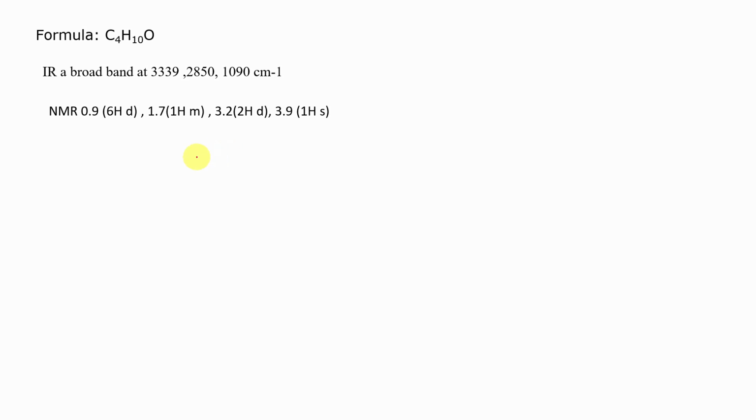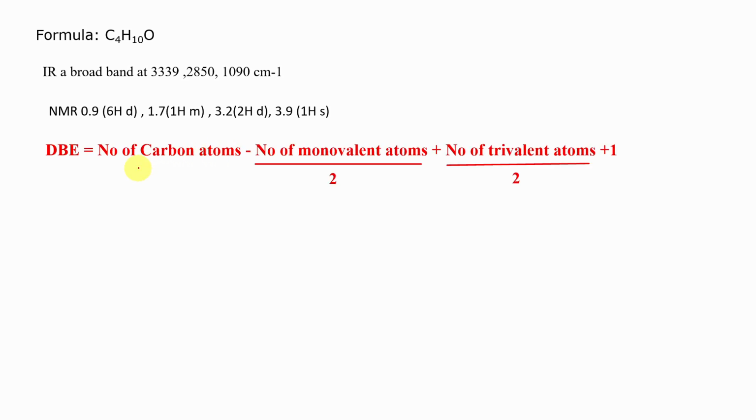Having these data, first of all we have to calculate the double bond equivalence, or index of hydrogen deficiency, by using the equation. Here the double bond equivalence will be 0. This indicates there is no pi bond or any ring present in this molecule.